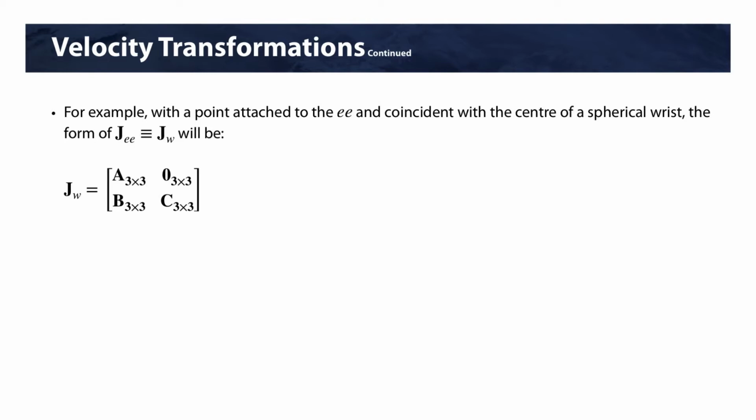And things like calculation of our singular configurations, which we're going to talk more about in a subsequent video. If we wanted to calculate the singular configurations, we need to take the determinant of this matrix. So if we were to take the determinant of J_W, because of that formulation, it would simply be the determinant of A times the determinant of C. So that would make calculating the singular configurations easier.